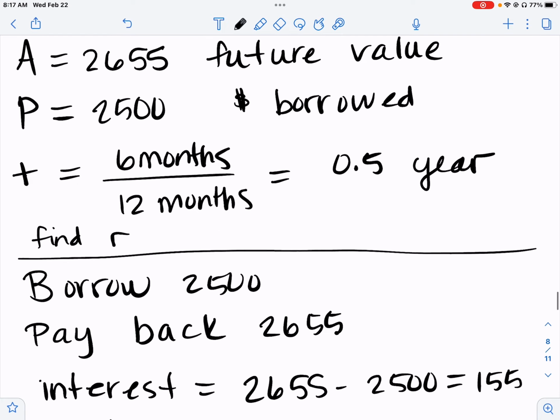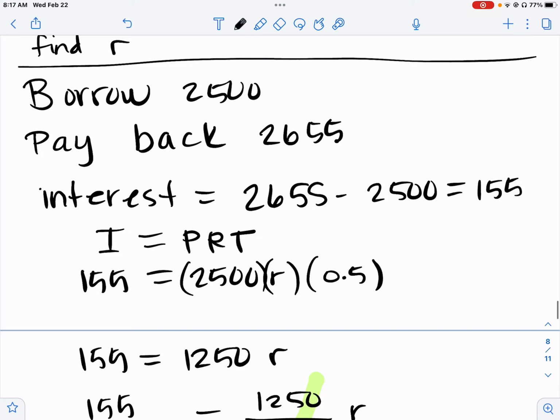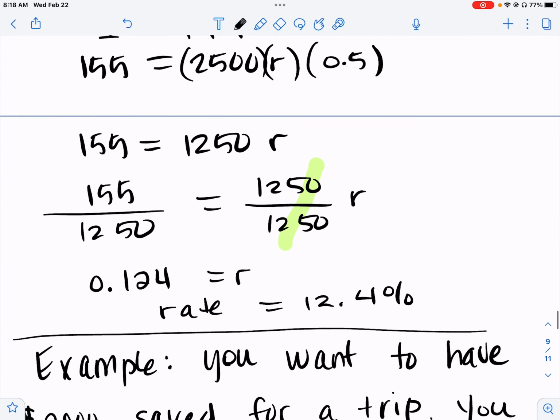Find R. If we borrow $2,500 and we're paying back $2,655, that means our interest is $155. So we're going to put $155 in for interest, $2,500 for P. We're trying to find R, and time is 0.5. We multiply 2,500 times 0.5, and that's 1,250. Divide by 1,250, and that gives you your R. So our rate is 12.4%.